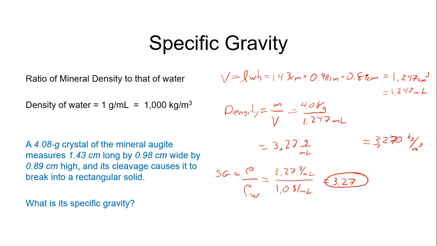Now, what if you have the other unit of density, 3,270 kilograms per cubic meter? Well, guess what? You're going to find we have the same thing. So there's the density of augite, 3,270 kilograms per cubic meter, divided by the density of water, which is 1,000 kilograms per cubic meter. Well, 3,270 divided by 1,000 is, guess what? 3.27, exact same number. This is why specific gravity is so useful. Specific gravity is going to be the same independent of the units of density.